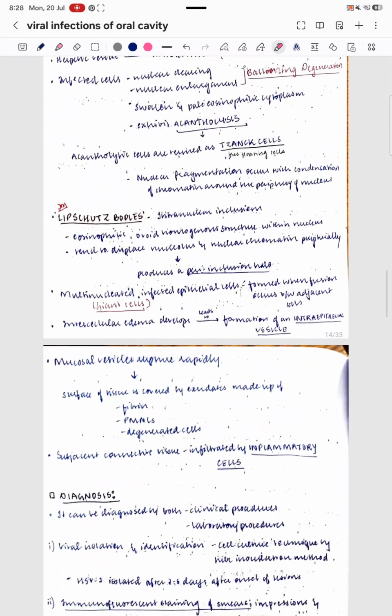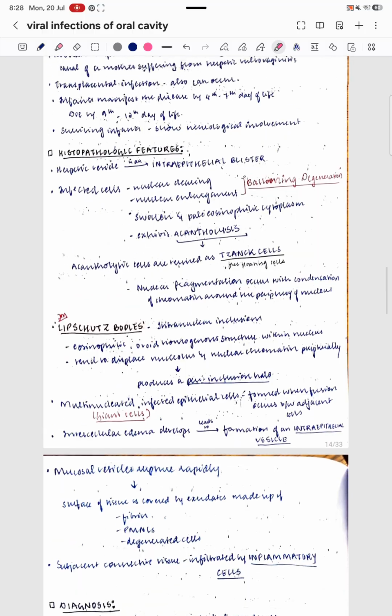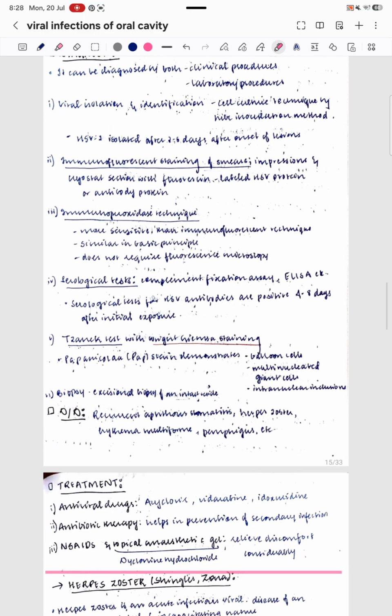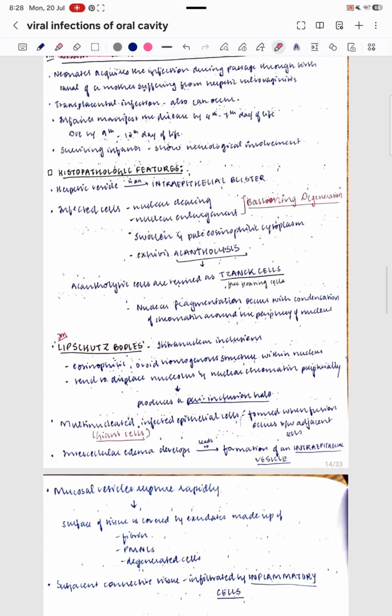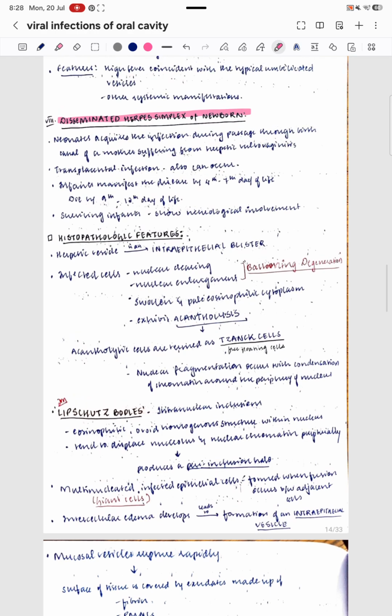Now lastly, there are two more parts left, that is your histopath and diagnosis treatment. Okay, so coming to the histopath, the herpetic vesicle is an intraepithelial blister. So this is very, very important that it is an intraepithelial blister. The infected cells show nuclear clearing, nucleus enlargement, swollen eosinophilic cytoplasm, and acantholysis.